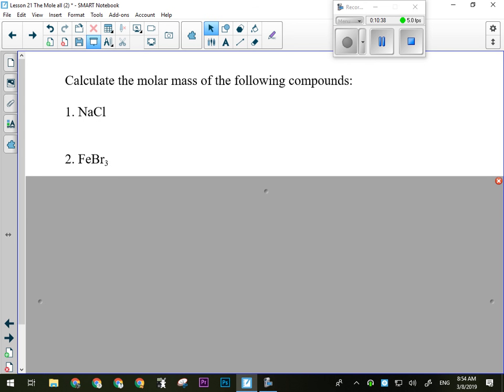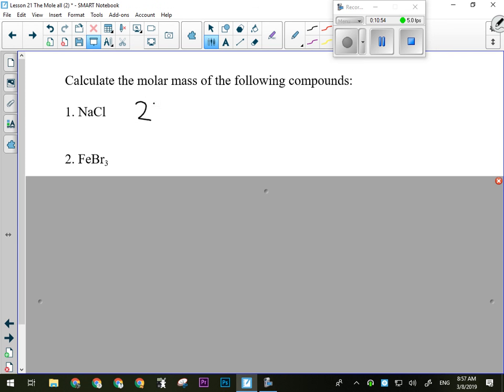Okay, so you're going to use your periodic table and calculate the molar mass of those two compounds. Let's have a look at the first one here. So I've got sodium chloride, okay? How many of each? Just one, okay?